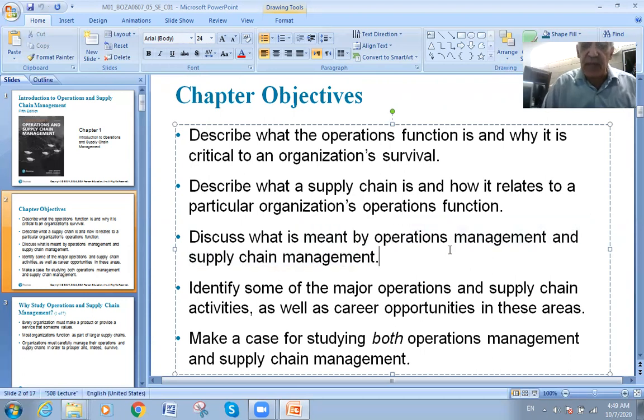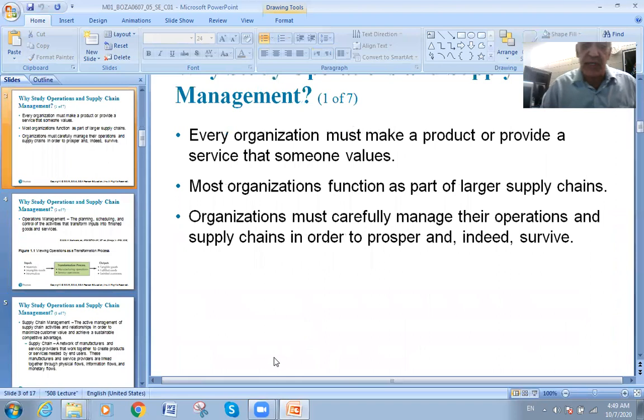Discuss what is meant by operations management and supply chain management. The production is the start point of the supply chain. Supply chain takes over when the production is ended. Identify some of the major operations and supply chain activities as well as career opportunities in these areas. Make a case study of both operations management and supply chain management. That's what we're talking about.